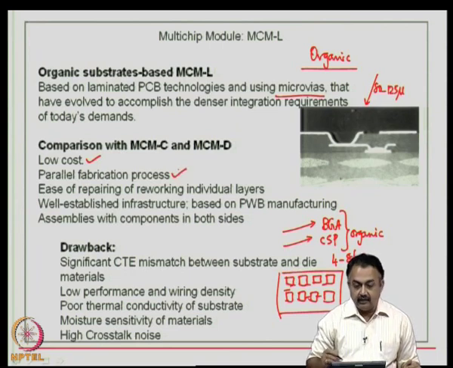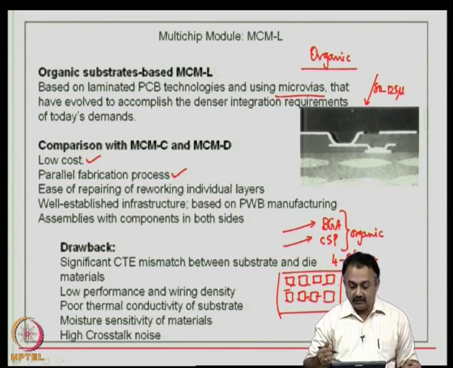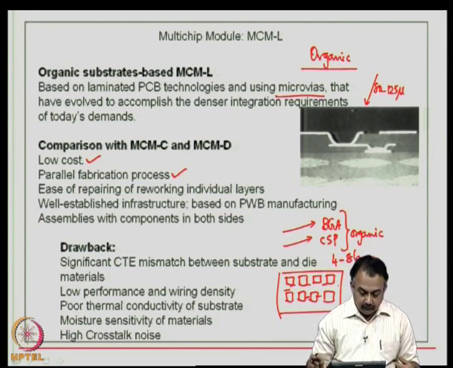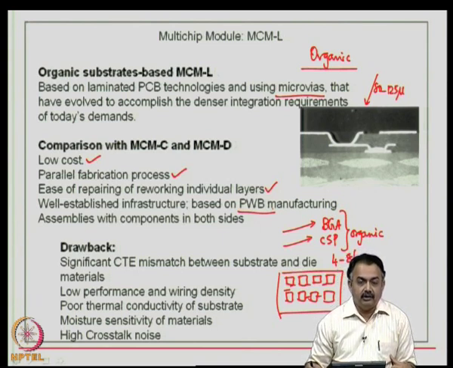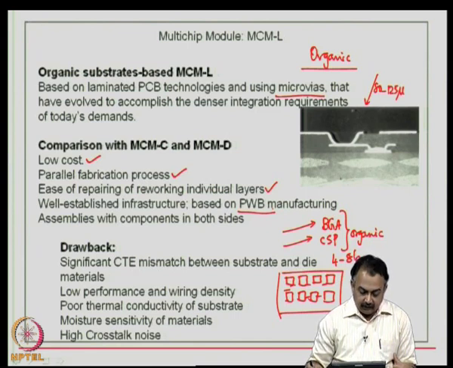It is a parallel fabrication process in the sense that if you look at the formation of conductors or the via structures, it is a parallel fabrication process. The output can be very high. Ease of repairing or reworking individual layers. That means when you build the inner layers of the multilayer structure in an MCM-L, you can look at the defects and repair them before encapsulating the entire module. So, this is one of the advantages of MCM-L. The infrastructure is well established because globally, if you look at the PWB manufacturing process, it is a well matured technology, well matured establishment. Therefore, you do not have to spend more money or capital for fabricating MCM-Ls. Therefore, PWB manufacturing setup can be well integrated for MCM-L.